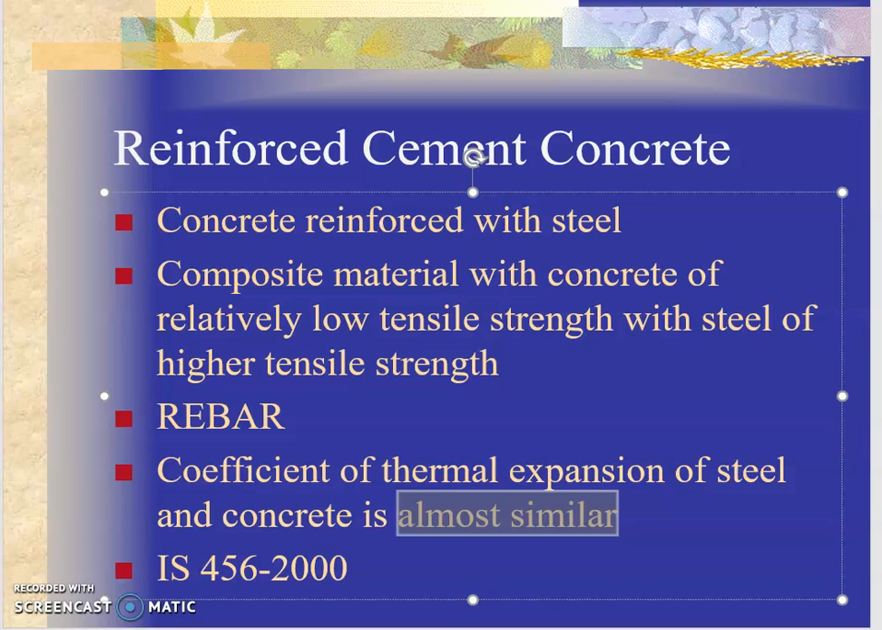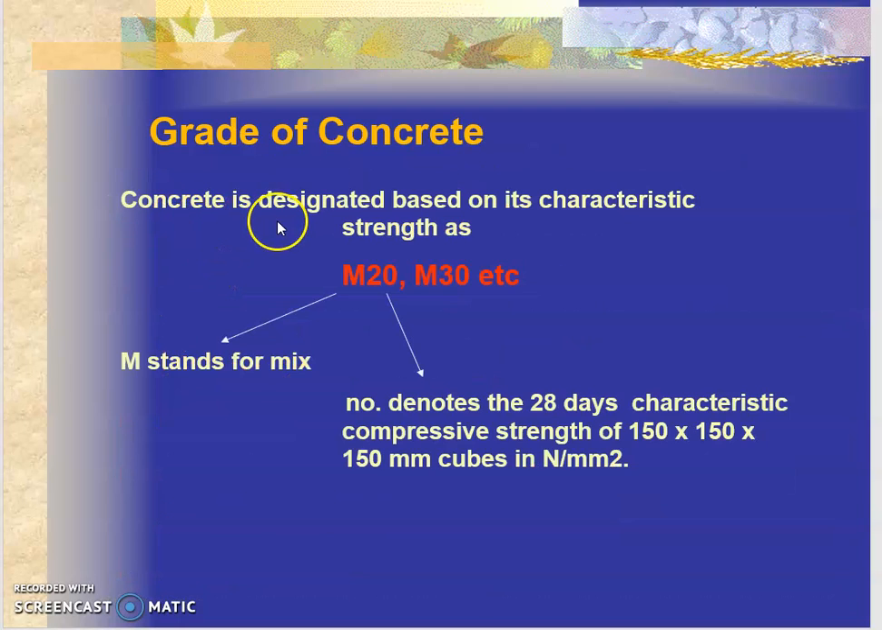What is M15 and what is M20? I will deviate to another topic now just to explain what grades are. Grade of concrete is basically the strength that it will have at 28 days. So can I call a concrete M20, M30? These are the names, okay? Just as we have names, if I have to identify what type of concrete it is, I will have this particular way of naming it, M20, M30. What is M? M stands for mix. And 20 stands for the 28 days characteristic compressive strength of 150 mm by 150 mm by 150 mm cubes in Newton per mm square.